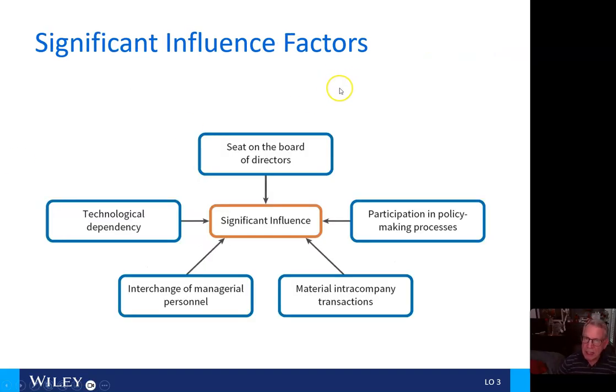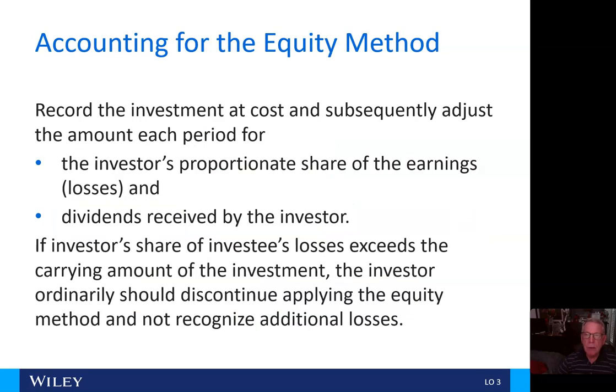Okay, significant influence factors. You might have a seat on the board of directors. There might be technological dependency. There might be participation in policy-making processes. There might be an interchange of managerial personnel. There might be material intercompany transaction. All of that leads to significant influence.